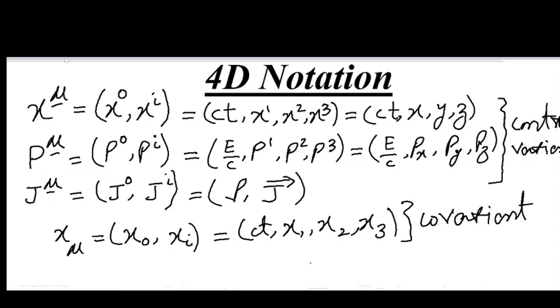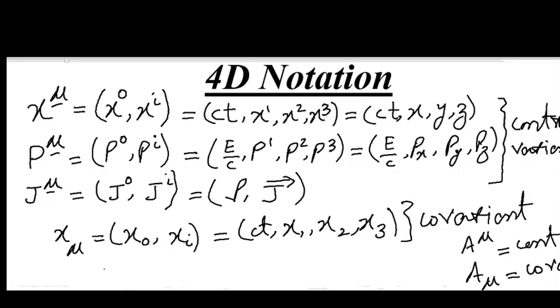So we will use here the general terminology that if we have an upper index, then it is a contravariant vector, and if we have a lower index, that is x_μ, then this is known as a covariant tensor or covariant vector.